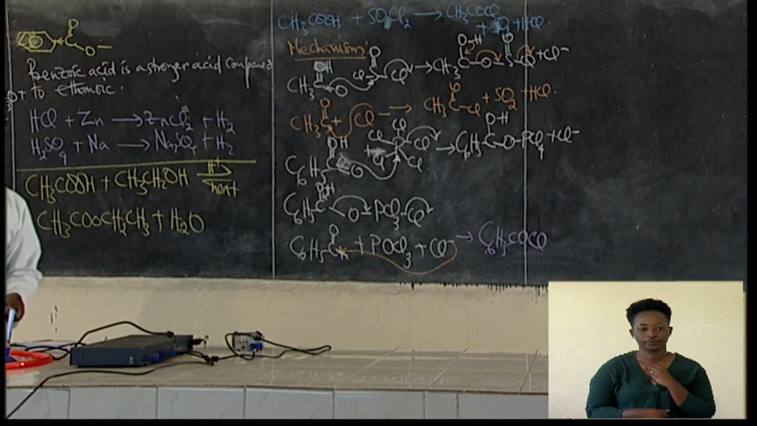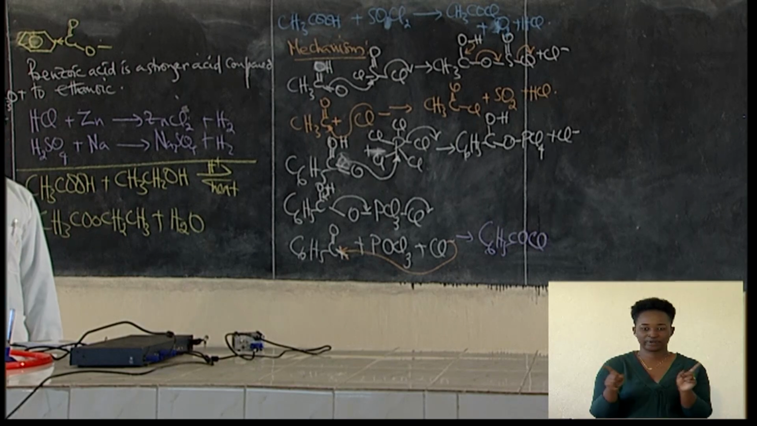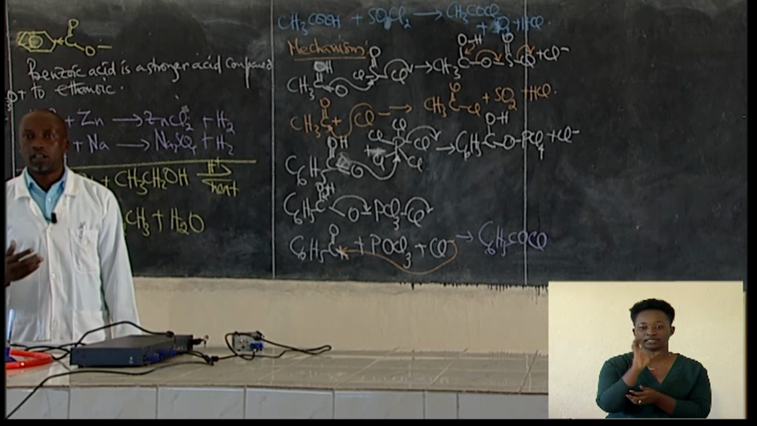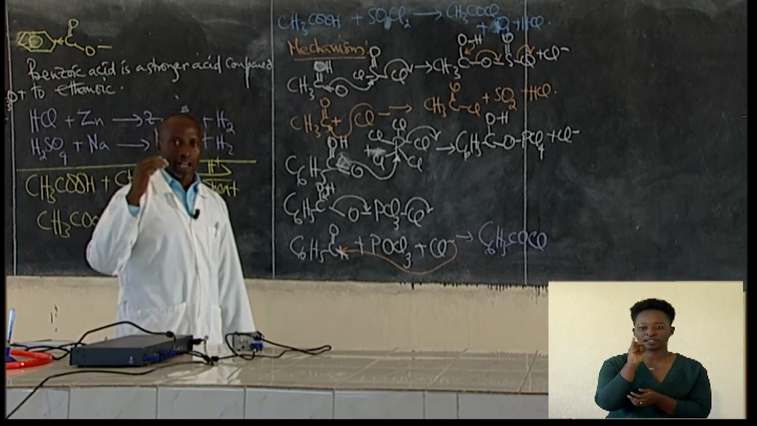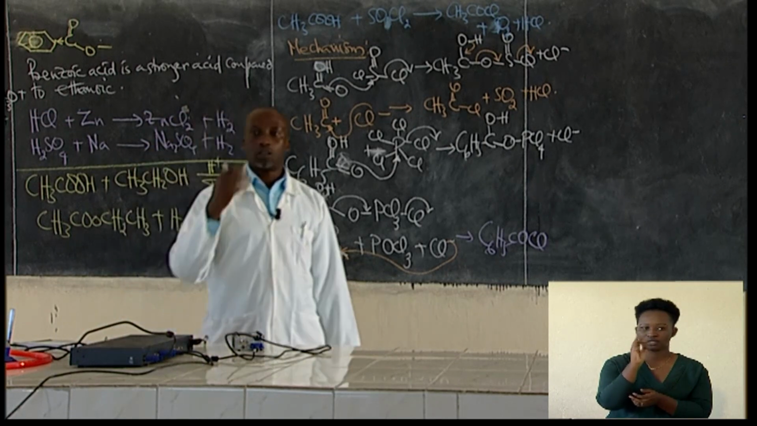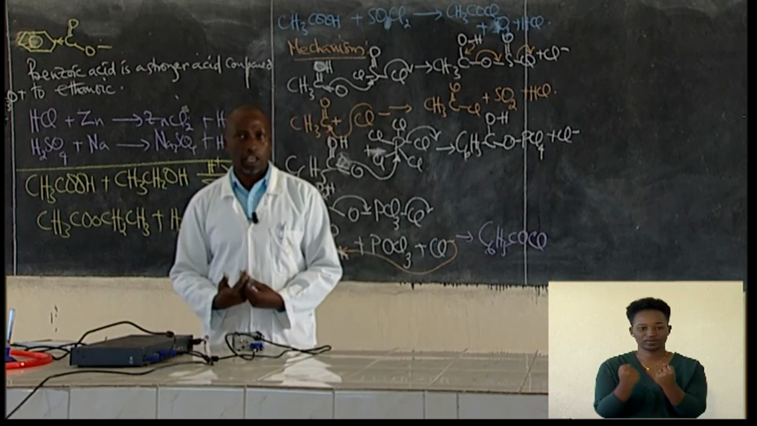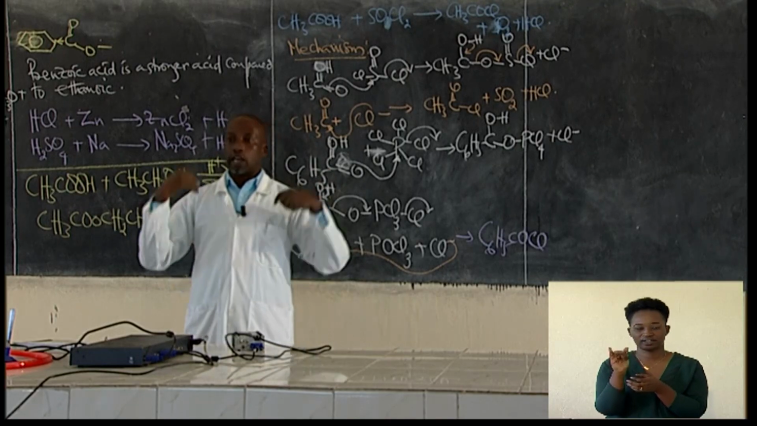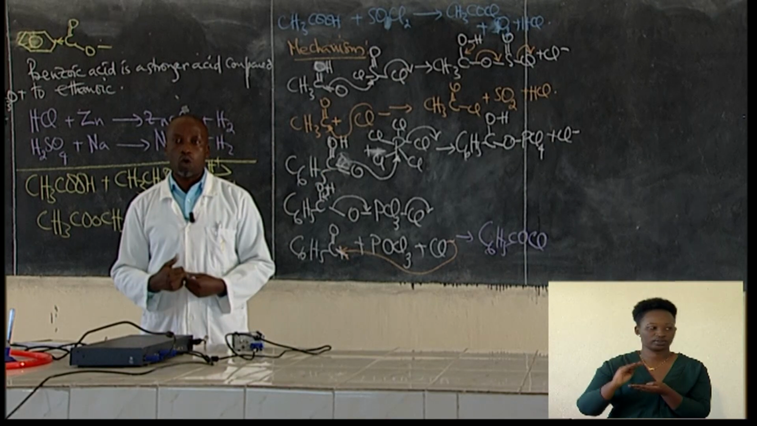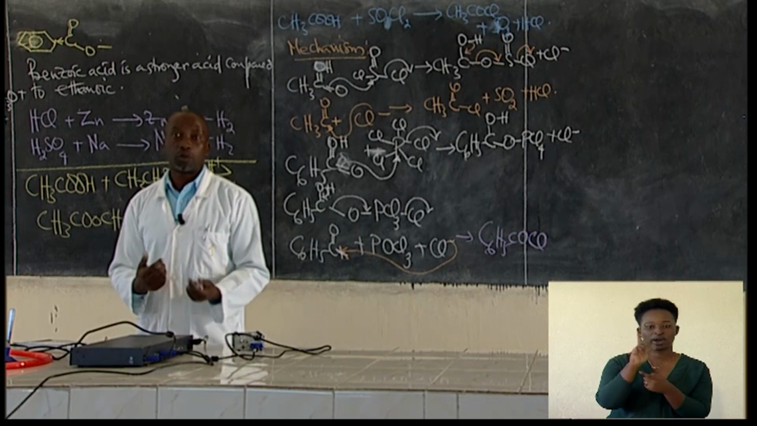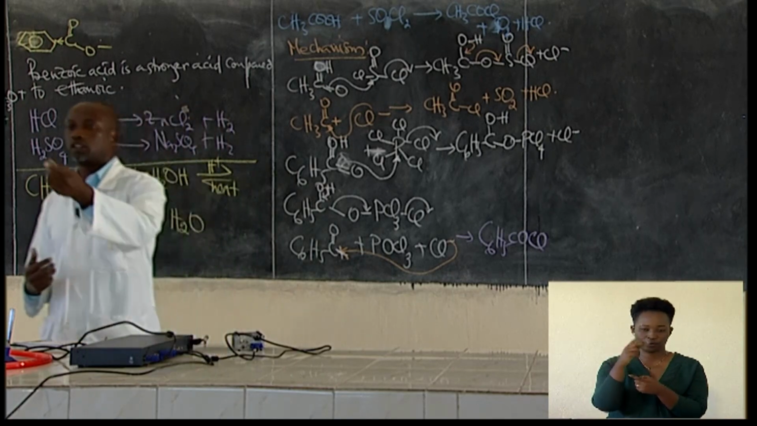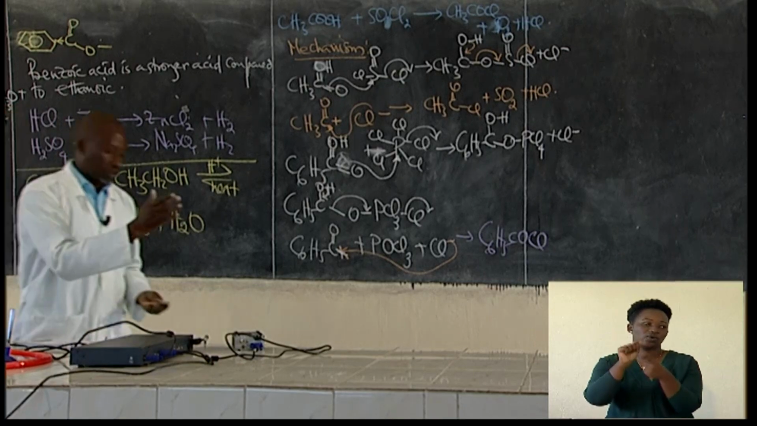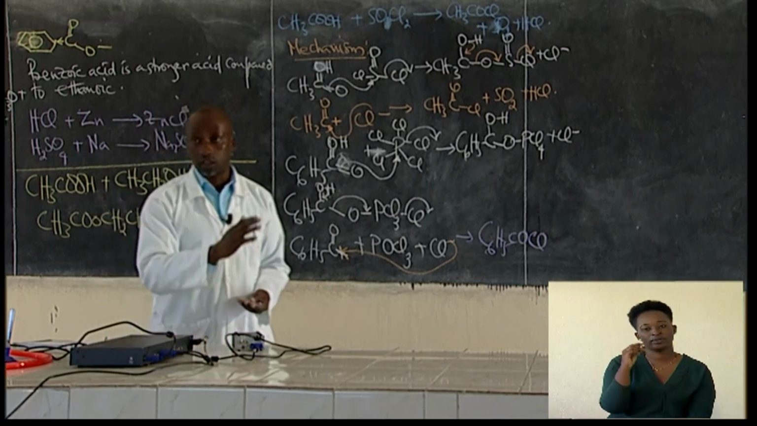So this is a slightly different reaction, because aliphatic carboxylic acids react with strong reducing agents. When they react with strong reducing agents, they are reduced to alcohols in the presence of ether. So this reaction is similar to other carboxylic acids that we have mentioned.